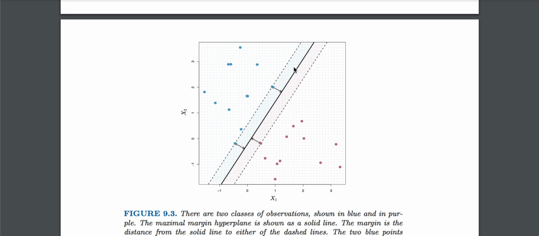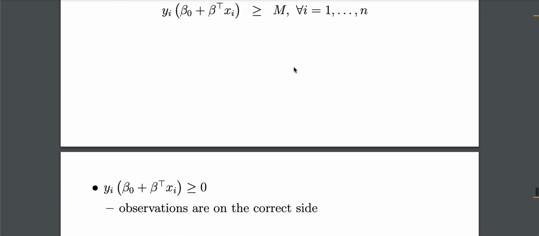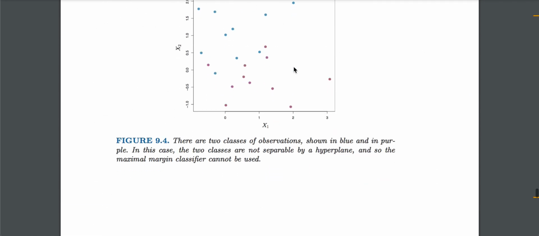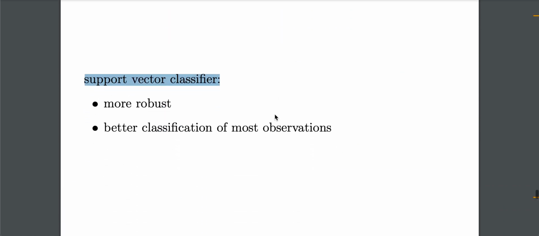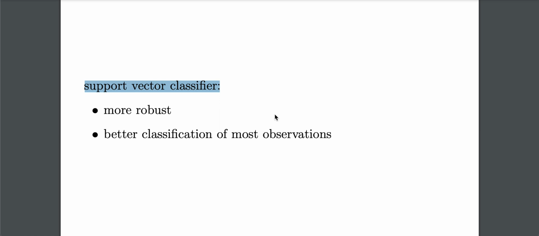In this case, we're just building on top of these methods, right? A support vector classifier, or a soft margin classifier, instead allows some observations to be on the incorrect side of the margin, or even the incorrect side of the hyperplane. The margin is soft. Because it's soft, it allows some observations to violate it.